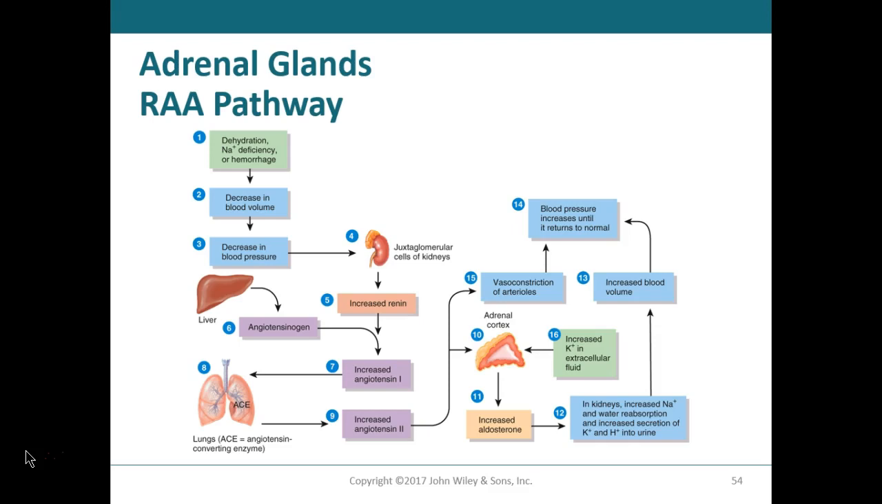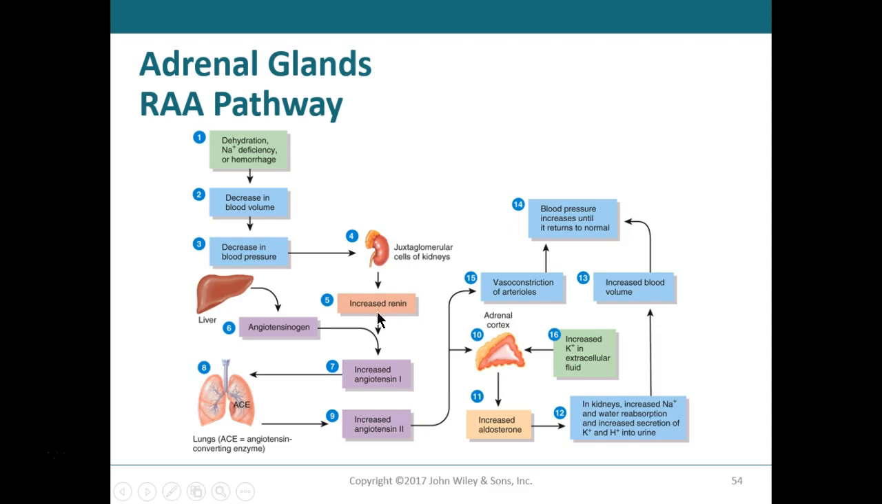Renin-Angiotensin-Aldosterone Pathway. So the stimulus that starts this pathway could be dehydration. Remember, that's loss of water. A deficiency of sodium. If you lose sodium, you're going to lose water. Or hemorrhage, bleeding. You've lost water, right? So all of that leads to a decrease in blood volume, which means there's a decrease in blood pressure. So far, so good, right?